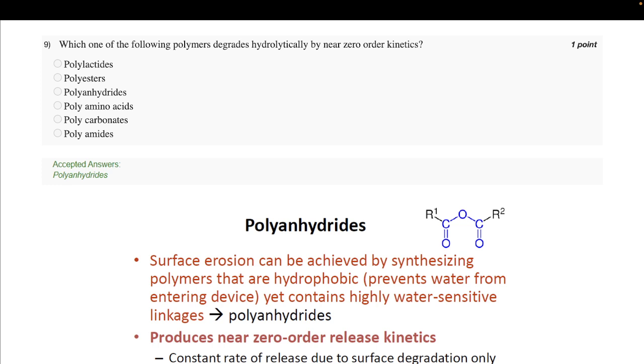So polyanhydrides have surface erosion because they are very water labile. They have very highly water sensitive linkages. Because of this, your polymer is going to start eroding only from the surface. As a result, there is a constant rate of release, because it's degrading only from the surface. If there is a constant rate of release, it does not matter how much drug you have inside this polymer. That is why it will have zero order kinetics. Is this clear?